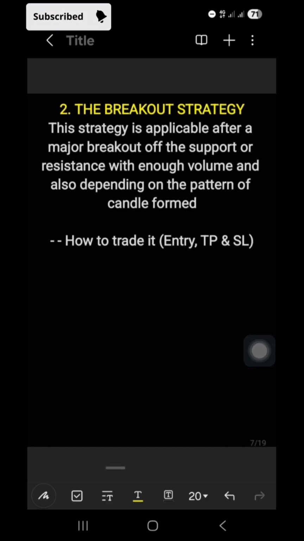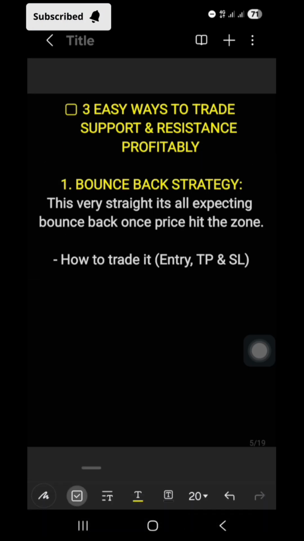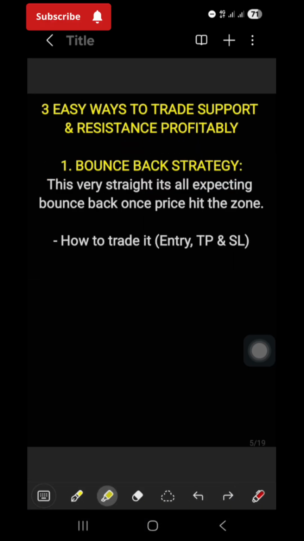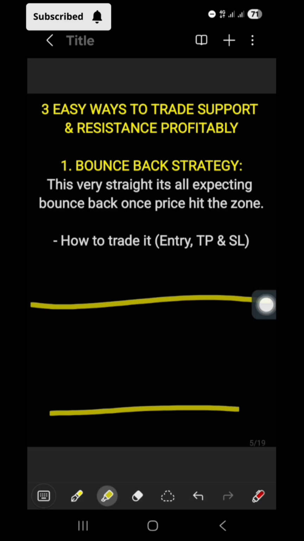Now let's go back to the breakout strategy. That's number 2, the breakout strategy. How does this work? This strategy is applicable after a major breakout of the support or resistance zone with enough volume, depending on the pattern of candle being formed as well. So let's assume this is our chart. Let's have our chart back. These are our charts. Don't forget, these are our charts.